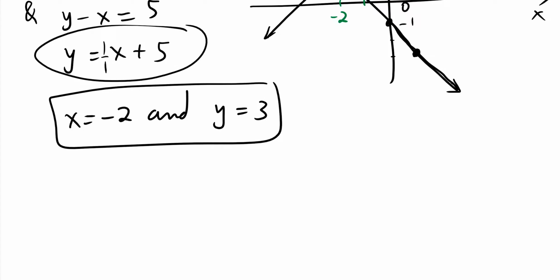Elimination method. The reason we call it the elimination method is because we eliminate one of the variables, either x or y, and that will help me to solve for the other variable that I did not eliminate.